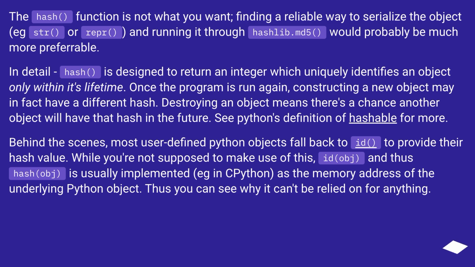Behind the scenes, most user-defined Python objects fall back to id to provide their hash value. While you're not supposed to make use of this id(obj), hash(obj) is usually implemented, e.g. in CPython, as the memory address of the underlying Python object. Thus you can see why it can't be relied on for anything.